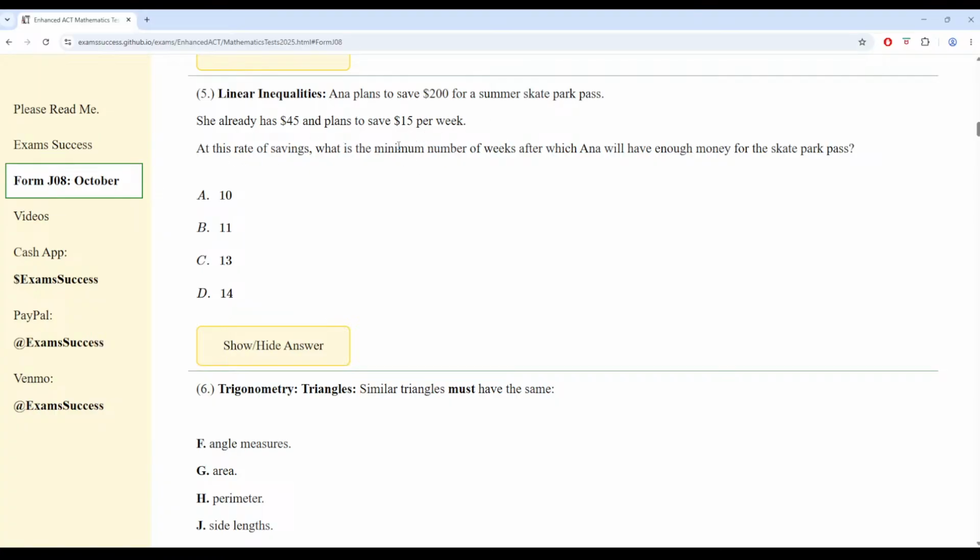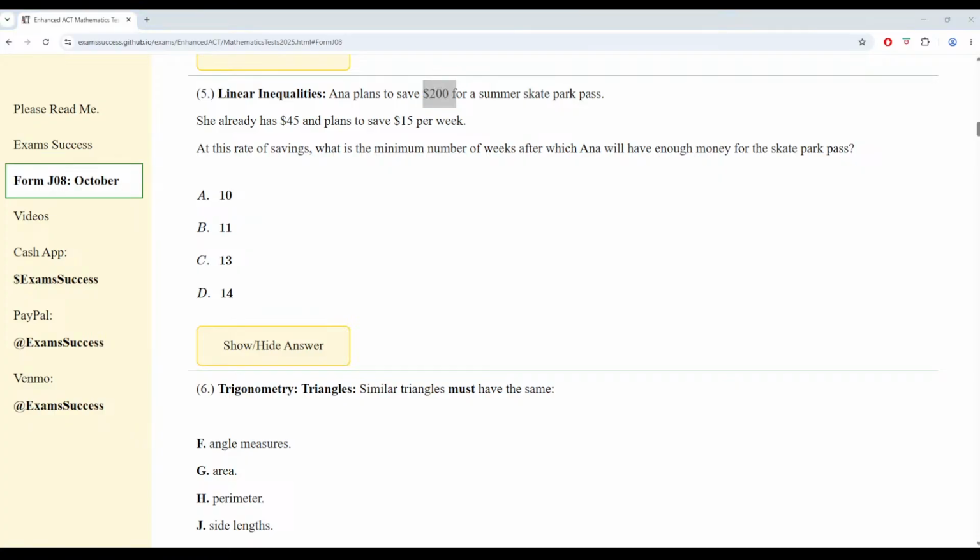At this rate of savings, what is the minimum number of weeks after which Anna will have enough money for the skate park pass? So we are looking at linear inequalities. That's why this is linear inequalities. Minimum number of weeks after which she will have enough money for this, which she will have at least $200.